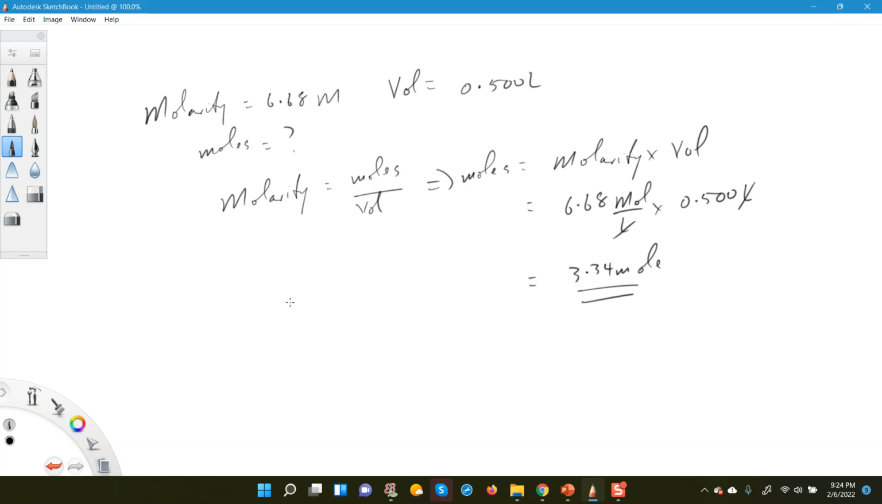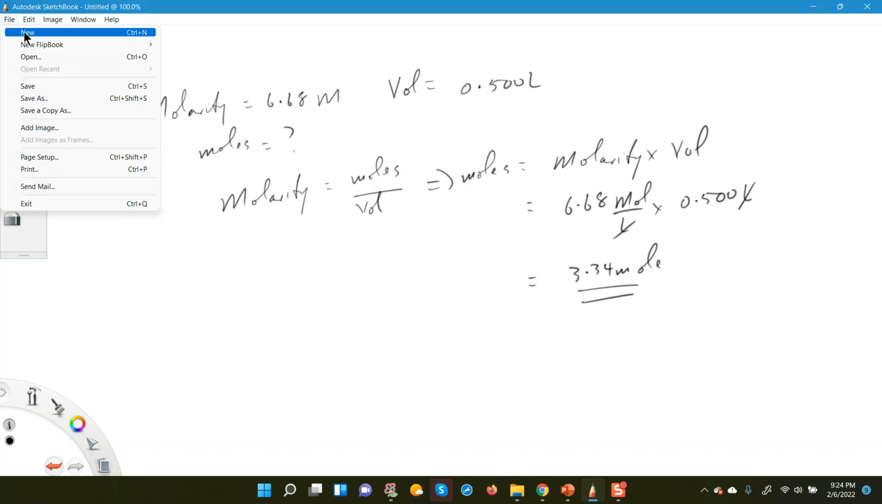Now the B part is a bit more complicated. In the case of the B part, you're given the same molarity, 6.68 M. But this time, they gave us the mass being equal to 2.35 kilograms. And the question is asking for the volume in liters.